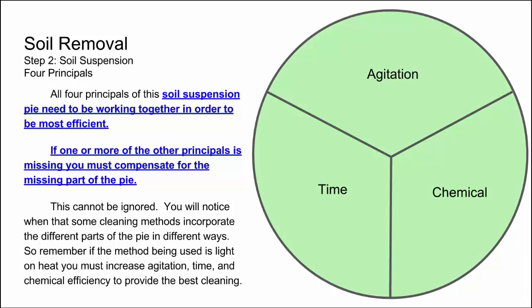So basically we're going to look at it this way. If one or more of the other principles is missing, you must compensate for that missing part of the pie. Don't just continue to clean the same way you always clean. It won't be good enough. You cannot ignore this. Now there are some cleaning methods that incorporate different parts of this pie in different ways. Dry cleaning or spin pad cleaning has much more agitation and less heat, just for one example. But each different method has different strong points and weak points. Just remember, when you're trying to suspend the soil, that all four of these principles come into play. If one's missing, you have to compensate with the other ones.